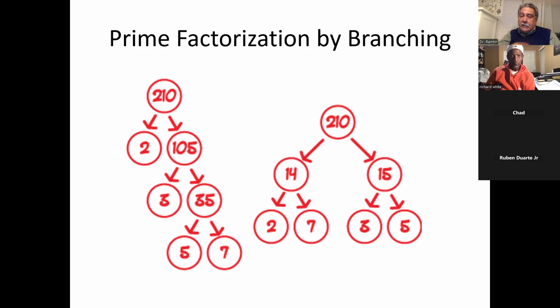Okay, and if you multiply these prime numbers together, you get the original number. 2 times 7 is 14. If you multiply 14 by 5, it's 70. 70 times 3 is 210. All right. Now you will see the benefit of this later on.